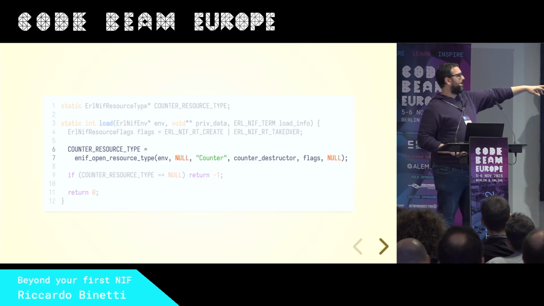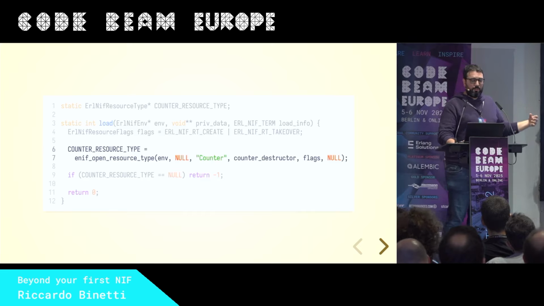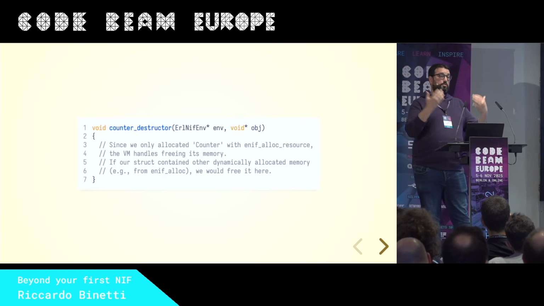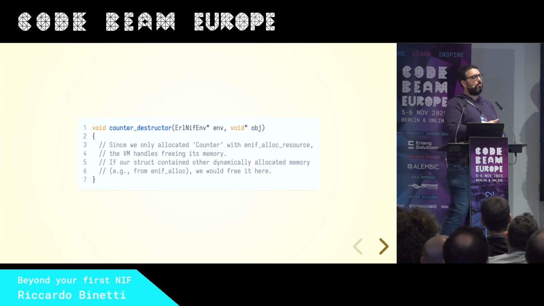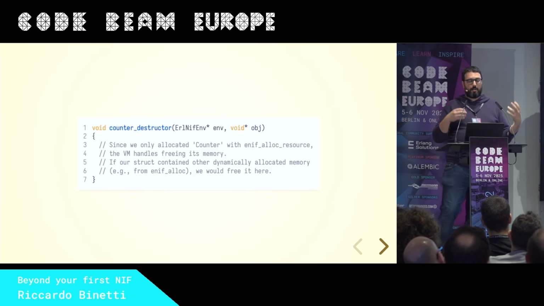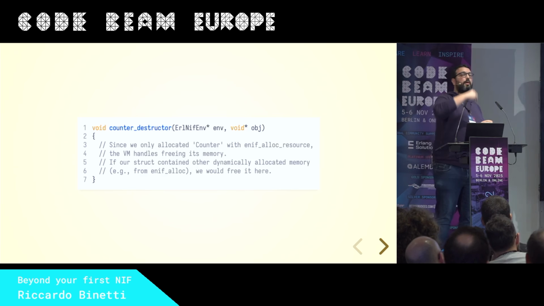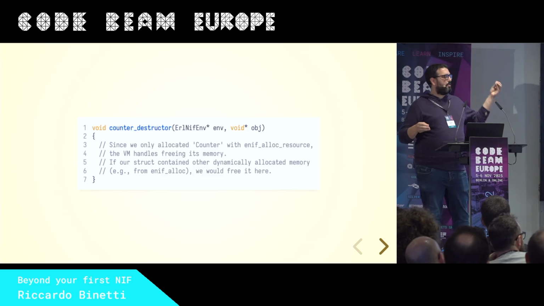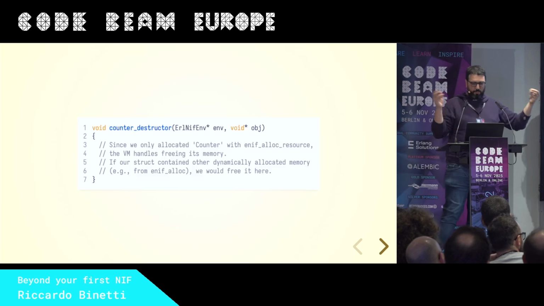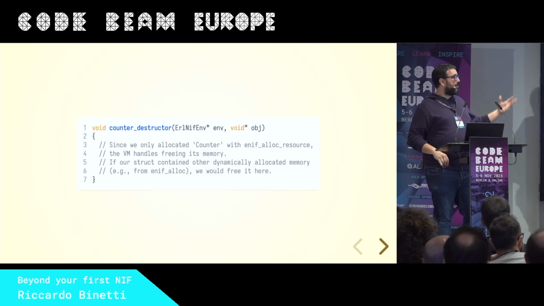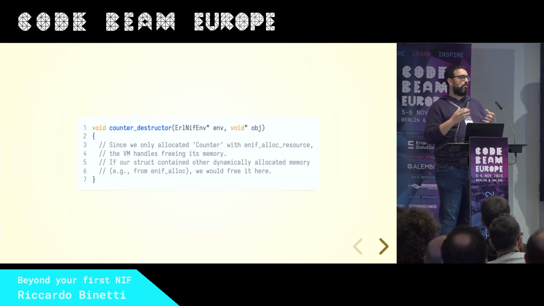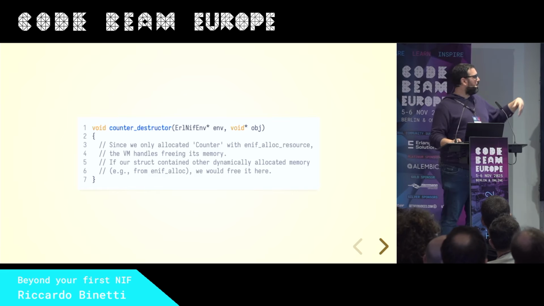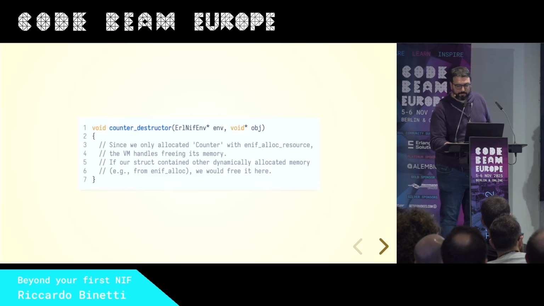Note that we are passing a destructor because when resources are destroyed, so when the reference count is 0 from both sides, we can execute some code. This is because the resource might contain some pointers to some externally allocated data, and that is the place where we free them up if we don't want to leak stuff. In this case, we're just allocating the memory for the resource itself, and that is already handled by the BEAM for us. So we can have an empty destructor here.